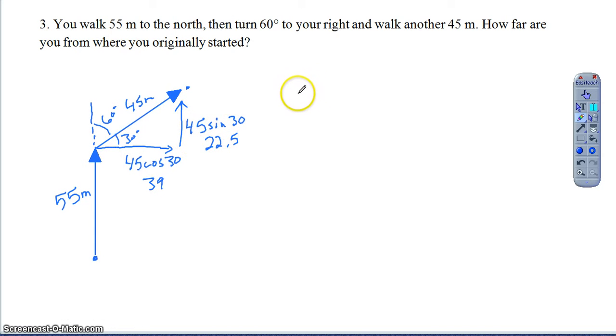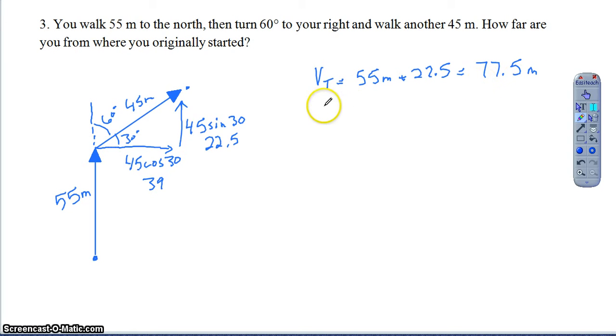So then if I total my displacements, I just simply add the vertical components and I add the horizontal components, which in this case I only have one. So vertically, my total vertical motion would be 55 meters plus 22.5, so 77.5 meters north. For my total horizontal, I didn't have any horizontal movement from the original vector, but I did have 39 meters to the east. So 39 would be my total horizontal component.